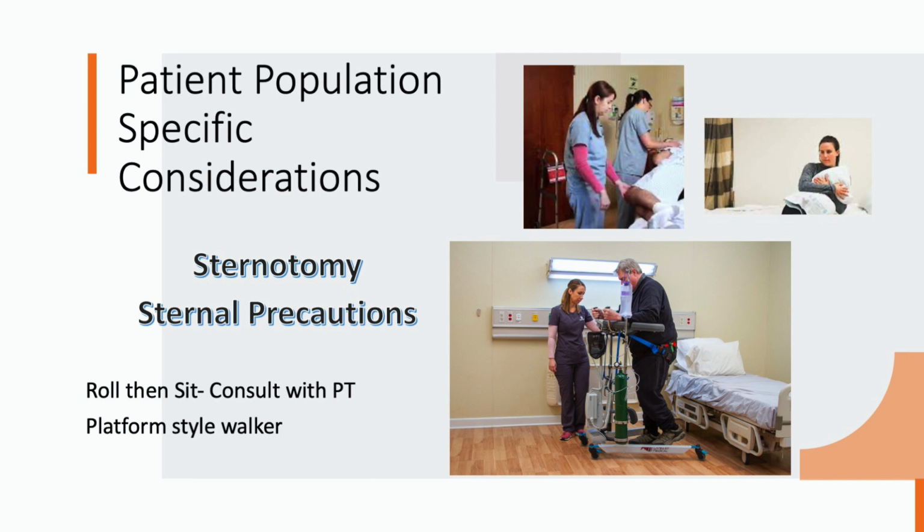Oftentimes, these patients can stand and walk independently, but need assistance to come to a sitting position. Techniques for these patients include mimicking what physical therapy has been teaching the patient with a roll then sit method where the patient is able to push down on their elbow and sit up. If they are still too weak for this method, utilize your bed controls, sitting your bed all the way up and allowing the patient to use the bed to steady themselves. Finally, consult with physical therapy. They may have some ideas on how to encourage the patient to sit on their own.